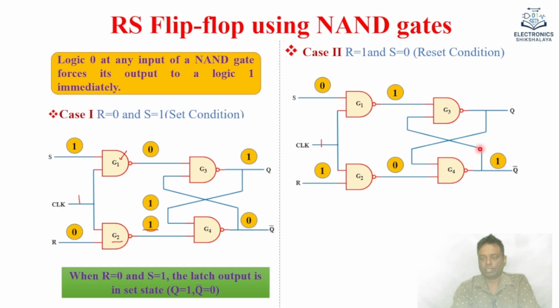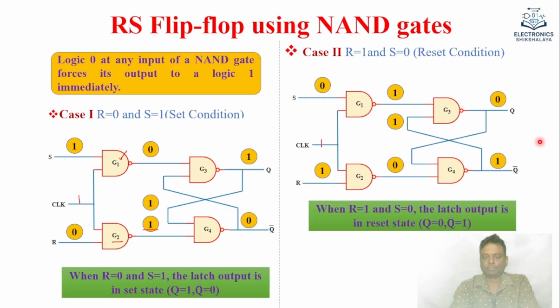Then this Q bar is connected to one of the inputs of G3. So 1 and 1, what will the output? The output will be 0. You can see this Q equals 0 and Q bar equals 1. This condition is known as a reset condition. So when R equals 1 and S equals 0, the latch output is in the reset state.